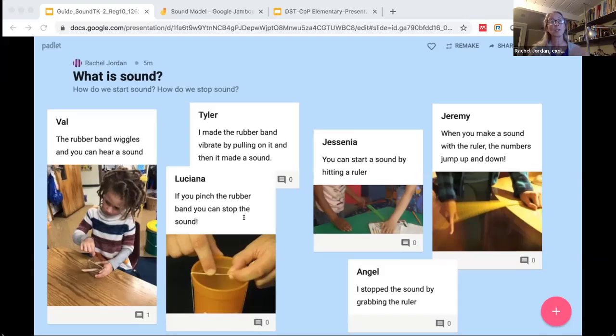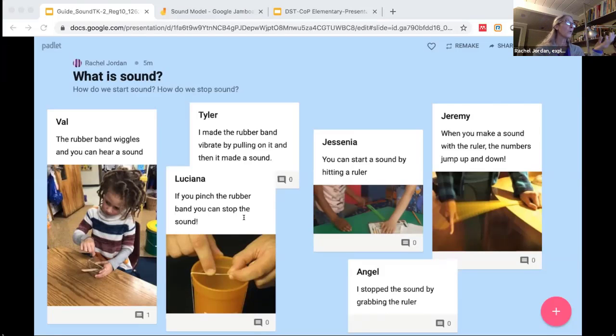Kids could take pictures and upload them to a platform like Padlet, or they could just practice saying to someone at home what they saw that helped them find out more about sound. And maybe they share those ideas with you in an online class meet. Kids might need help sharing some of these photos, but the Padlet you see here is an example.